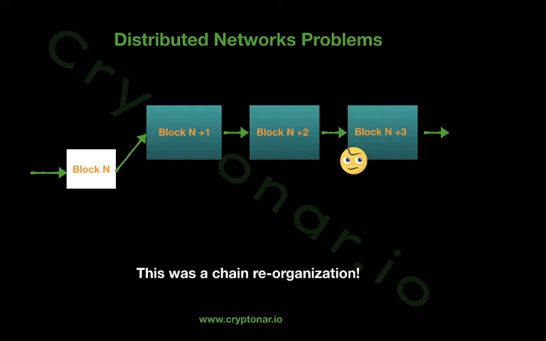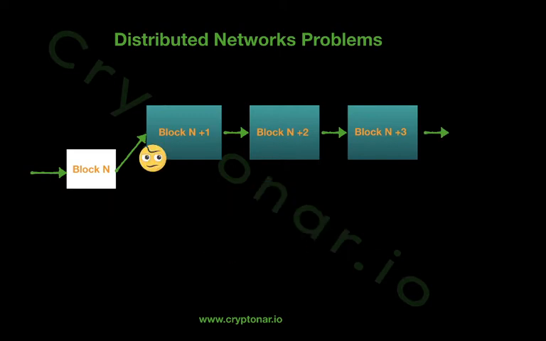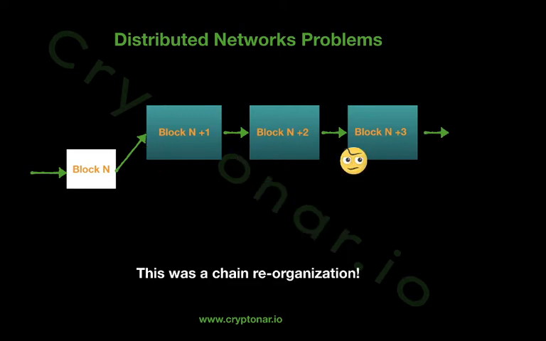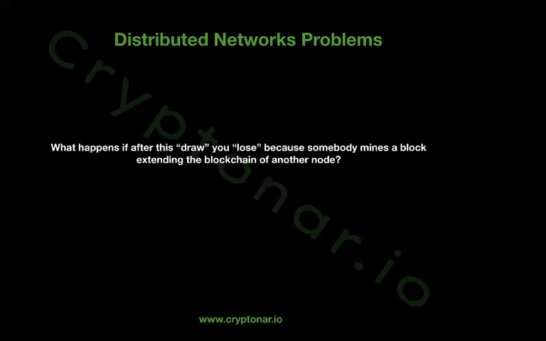So this was a chain reorganization, no? He kind of reorganized, because we saw before there was this blue chain that we then threw away, and then we decided to go for the green chain. This is called the Nakamoto consensus, because the Nakamoto consensus says, look, the longest chain wins. So if there is a moment in which something is not clear, let's wait, let's put it as a draw, and then let's wait for this draw to be broken when the next block or blocks are mined, no?